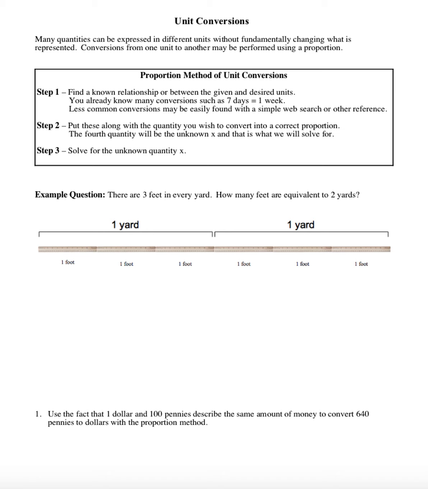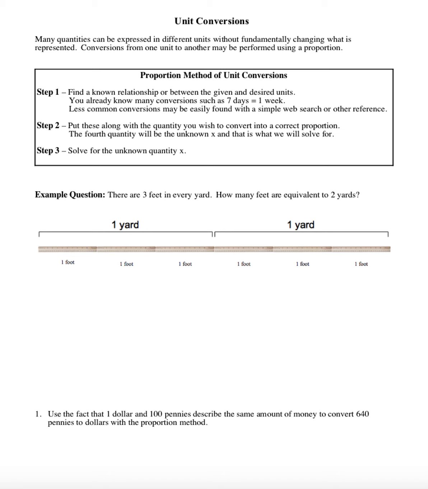Step 2 will be to put these, along with the quantity you wish to convert, into a correct proportion. The fourth quantity will be the unknown x, and that's what we're going to solve for. Step 3 is doing the actual cross multiplication and solving.